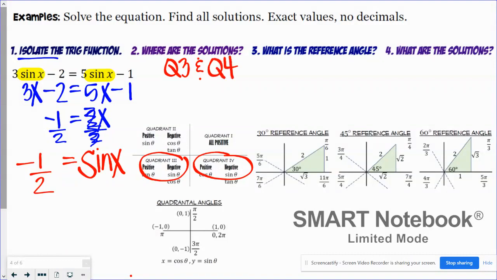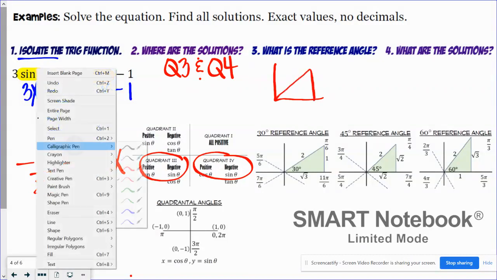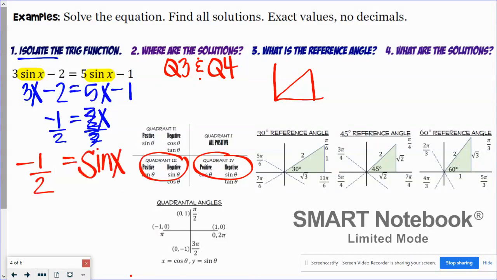Next up, what is the reference angle? So we're keeping it simple. We'll keep it to quadrant 1. They're telling us that sine is negative 1/2. All right, and we know that sine is the opposite over the hypotenuse. So the opposite is 1, the hypotenuse is 2. And so we're looking for what that angle is. Okay, and so I'm seeing it right here. It's a 30-degree reference angle.